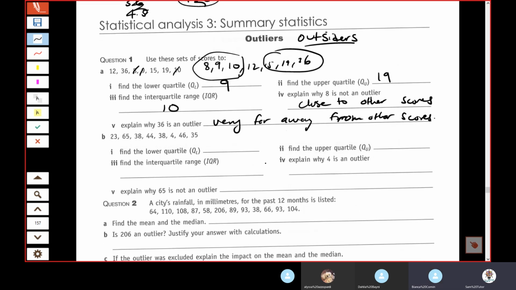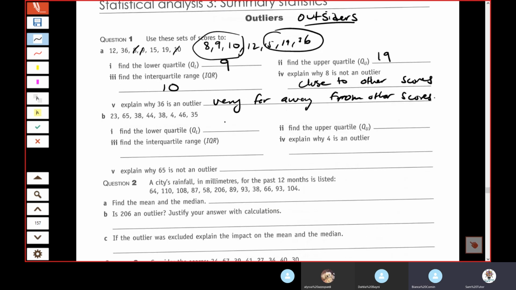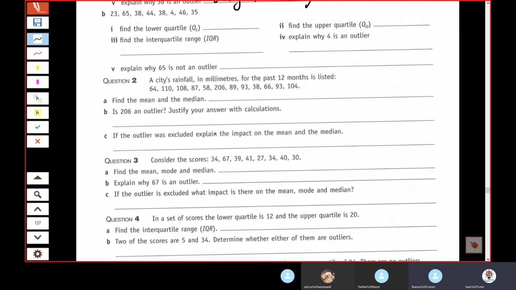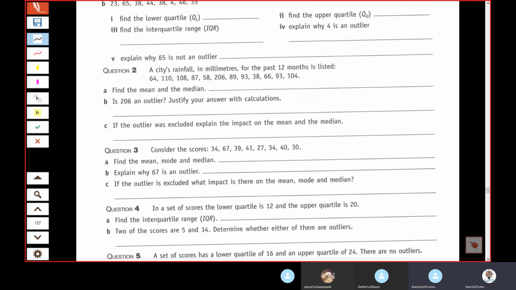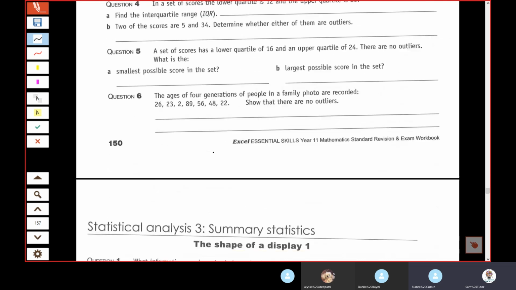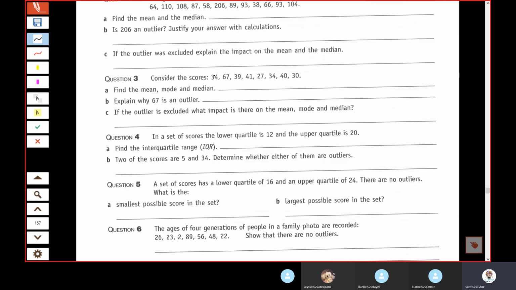There is a proper way of finding outliers. Yeah, I did it actually in class. Yeah, so there is a proper way of finding outliers. Just want to see, is that what it's asking me to do here? I believe so.